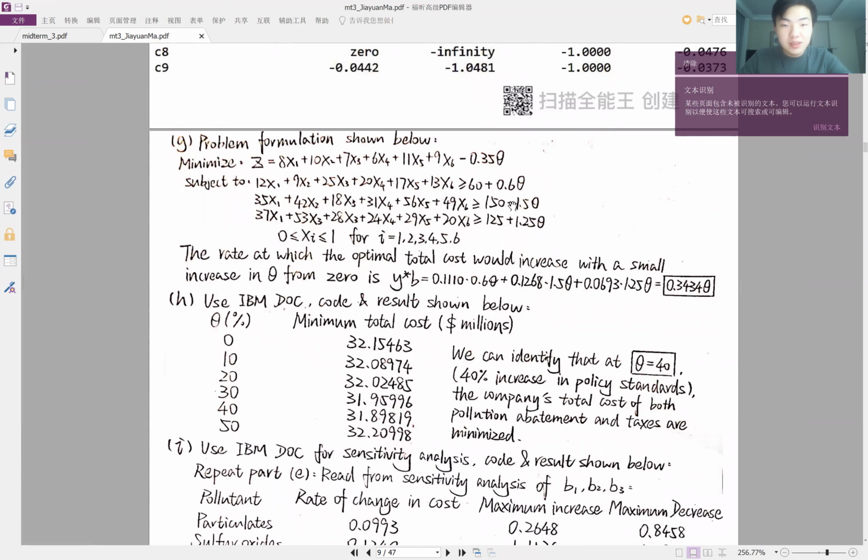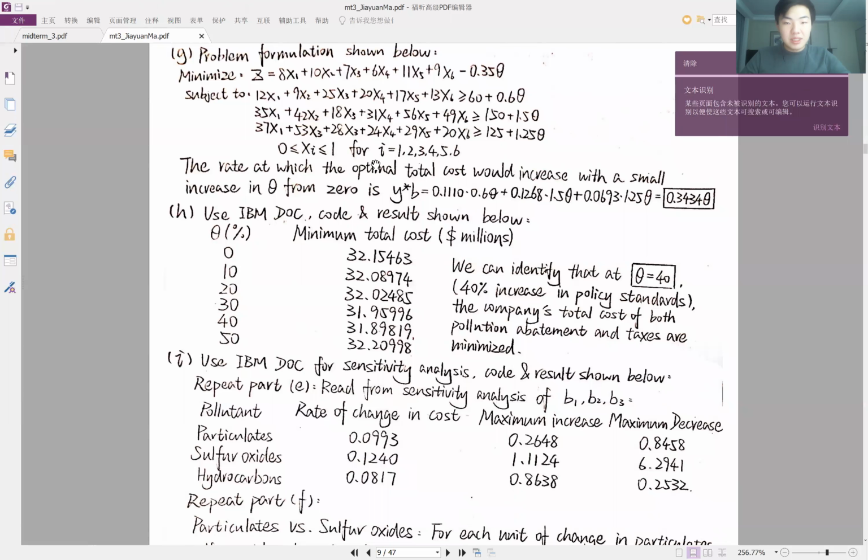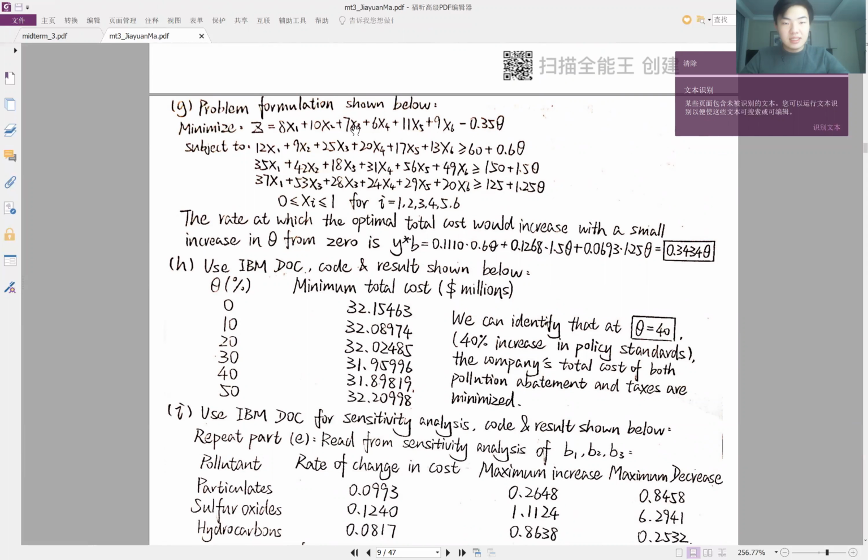So we change these problems to see the policy standards for the restrictions are each increased by 0.6 theta, 1.5 theta, and 1.25 theta, correspondingly proportional to their original values. And also we have our objective function minus 0.35 theta, because this theta is in 10, 20, 30, 40, 50, and for each 10%, we get a 3.5 million change. And we just need to resolve this to find the answers to the problems below.